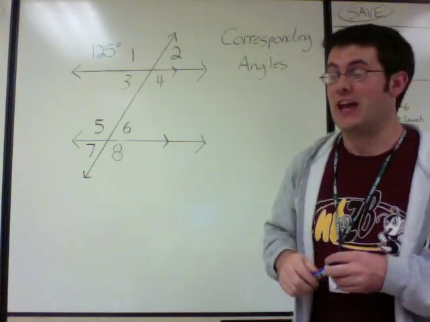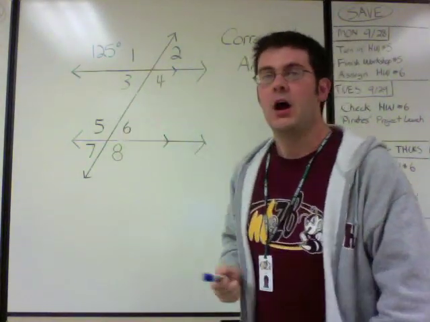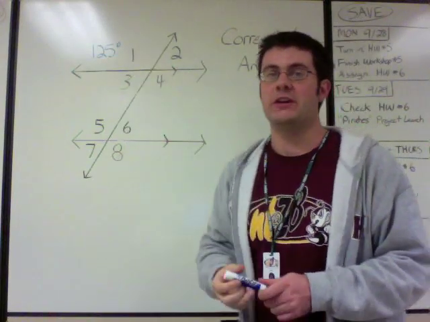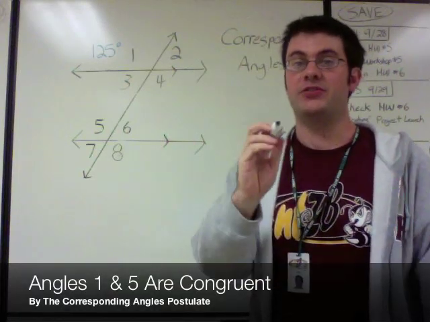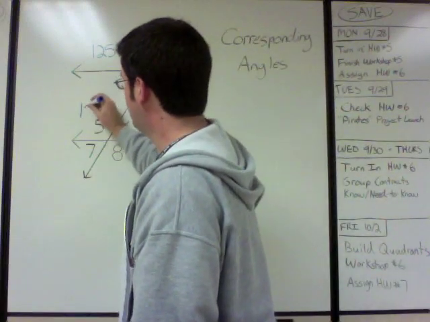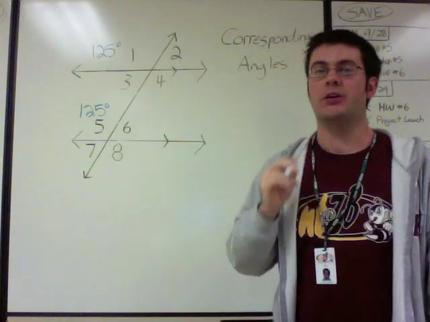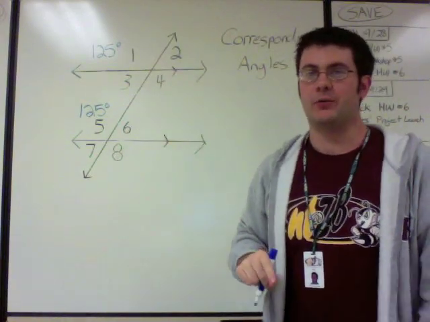Let's take a look at an example. Now, I just said that angles 1 and 5 are a corresponding pair. Now let's say that angle 1 is equal to 125 degrees. By the corresponding angles postulate, we can also say that angle 5 is 125 degrees because corresponding angles, in this case, are congruent to each other. So angles 1 and 5 are equal to 125 degrees.